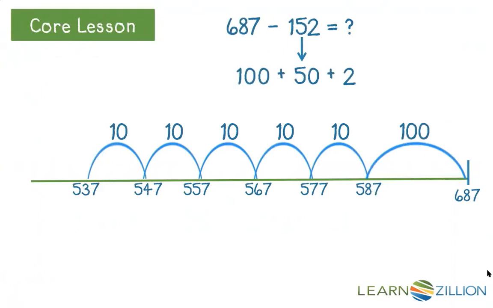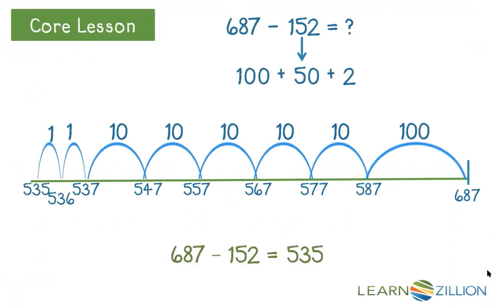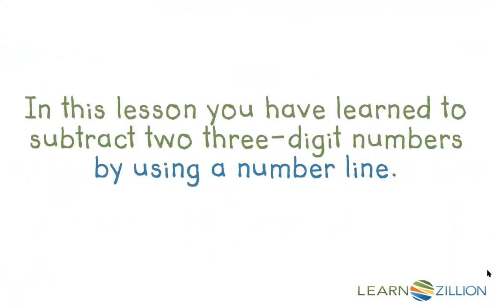Finally, I have 2 ones jumps to make. So 537 minus 1 is 536, 536 minus 1 is 535. So 687 minus 152 equals 535. In this lesson, you have learned to subtract 2 3-digit numbers by using a number line.